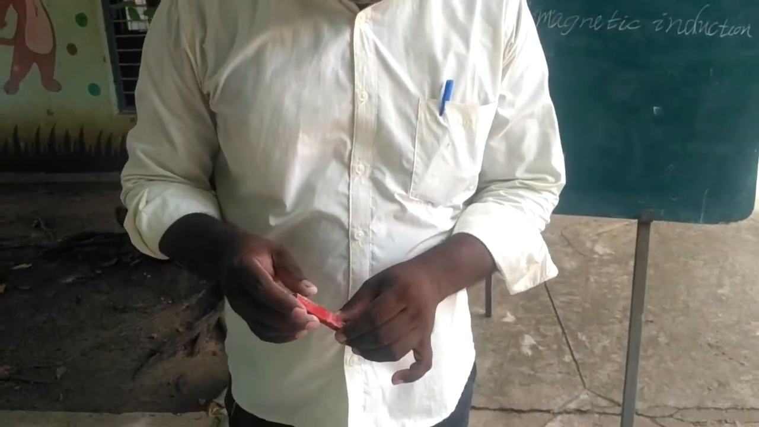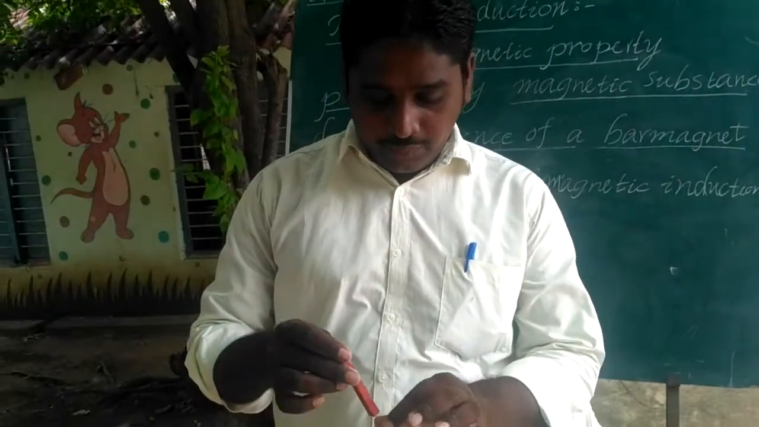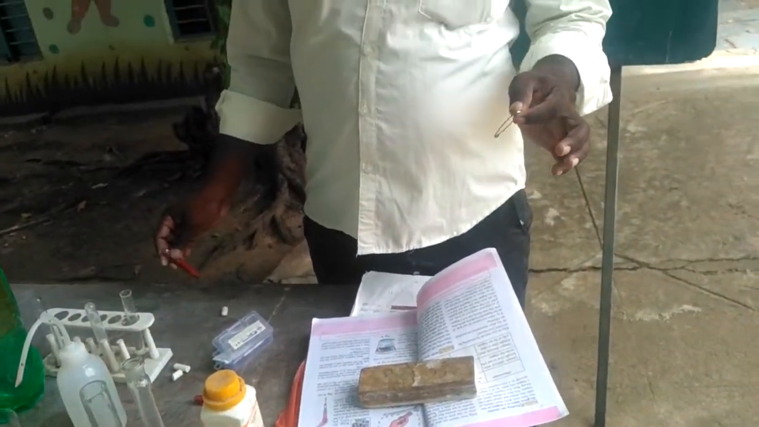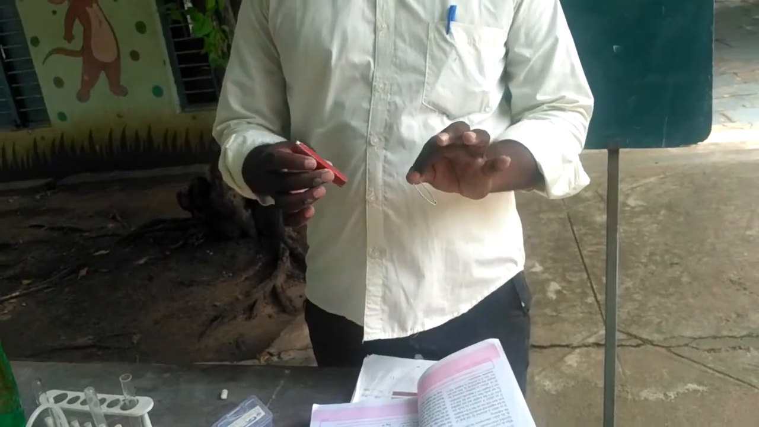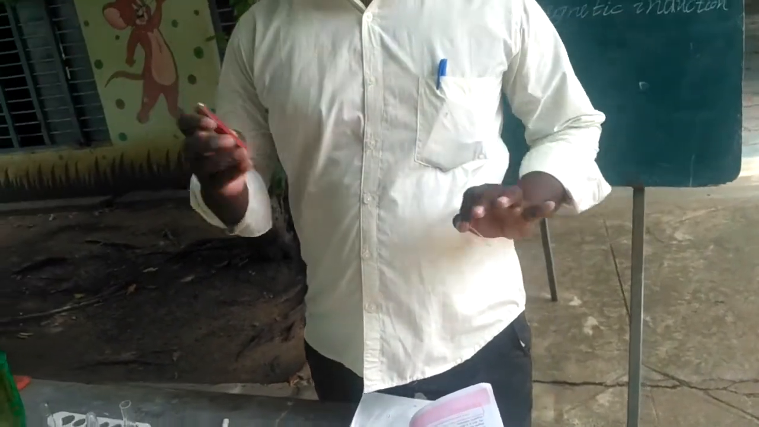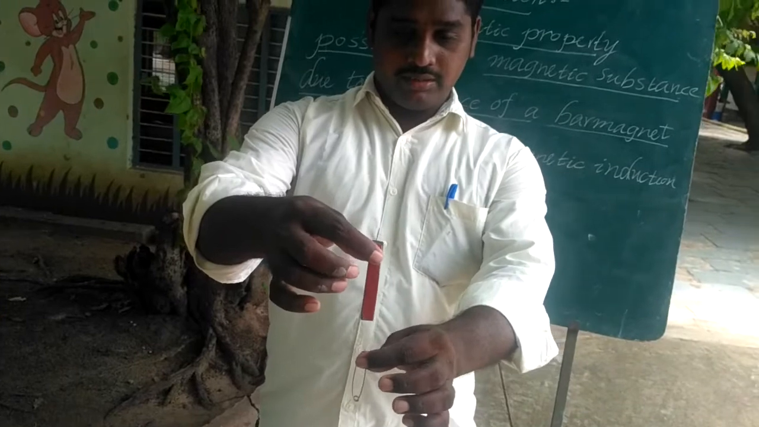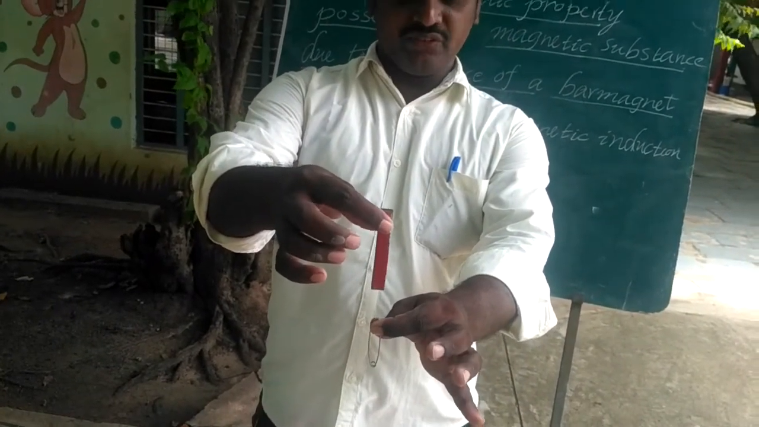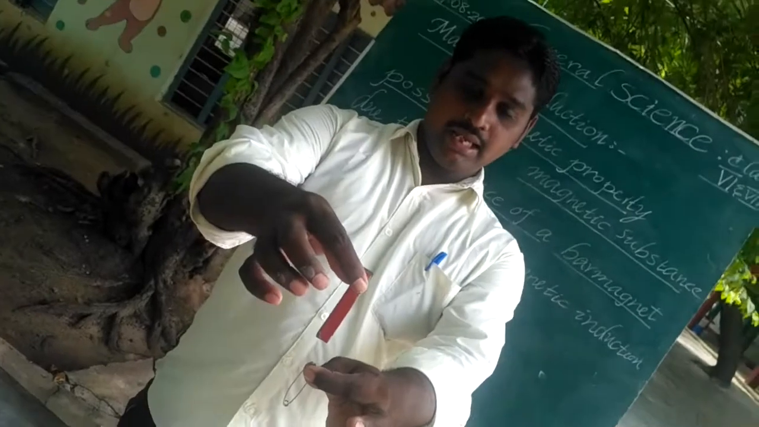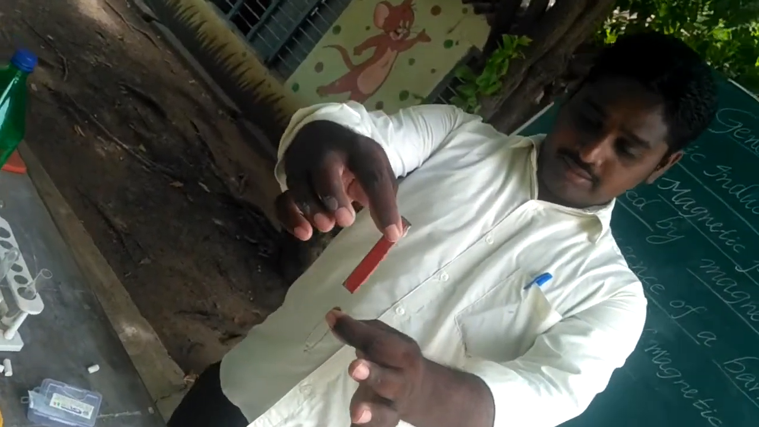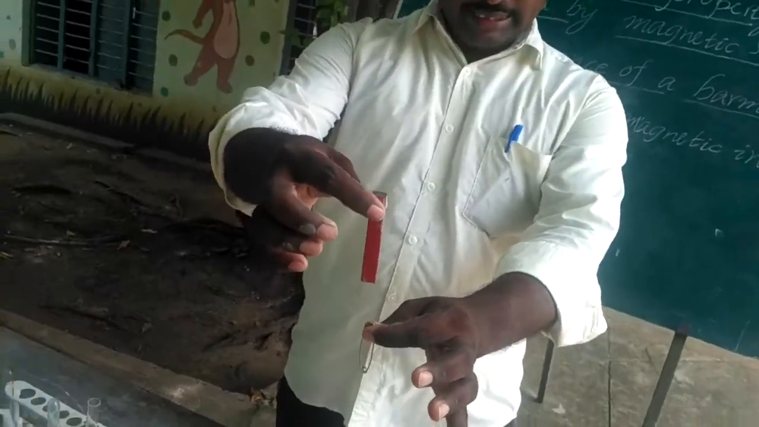Students, now I will remove this safety pin from the bar magnet. In the second situation, the bar magnet and the needle are not in physical contact. I have to put a gap between them. Okay, students, there is no physical contact between the bar magnet and the safety pin. Next, ask our friend to take this needle.